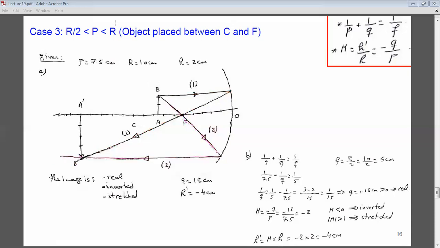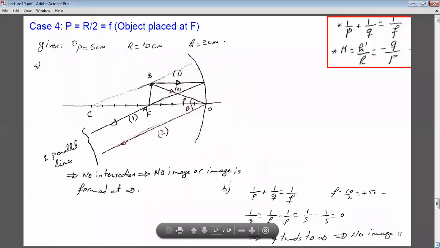Let's take case 4. Case 4, P is at F, okay? So let's take the case that P equals 5. So this is my mirror and I draw it at 1, 2, 3, 4, 5. R is 10. So C is at 10, okay? And the object is 2 centimeter long.